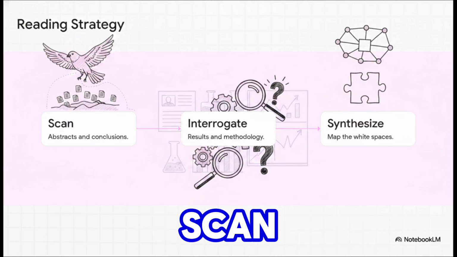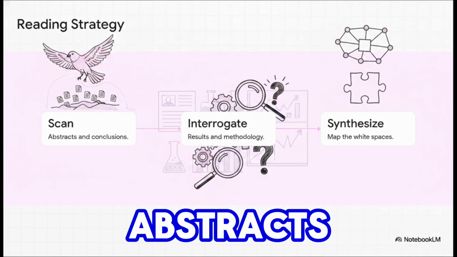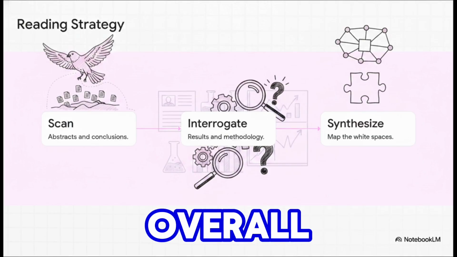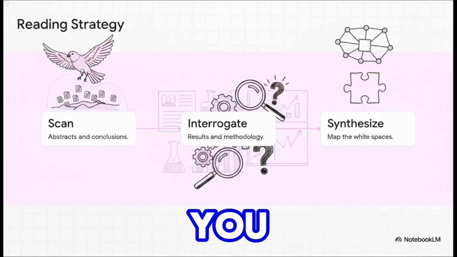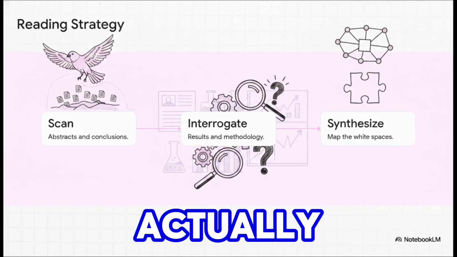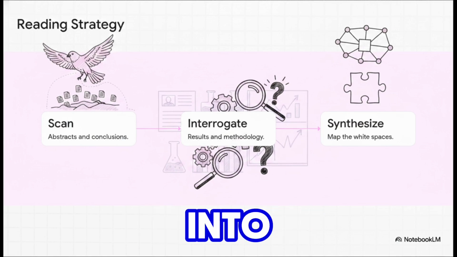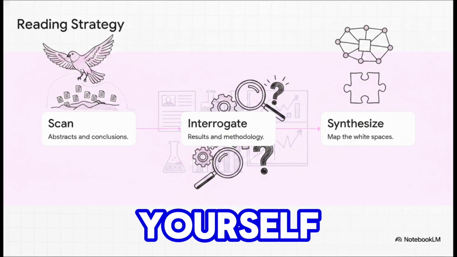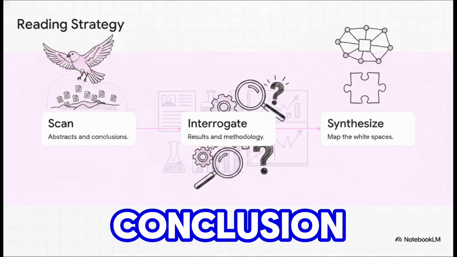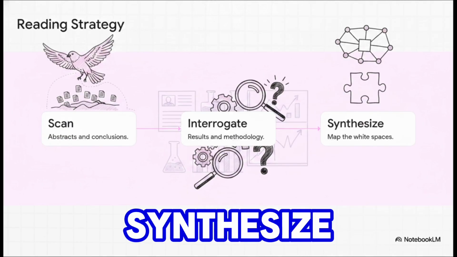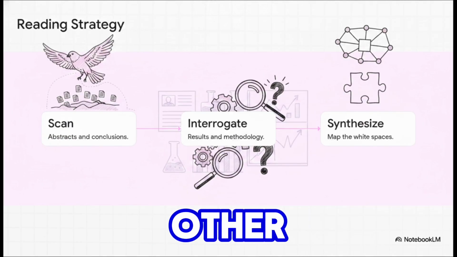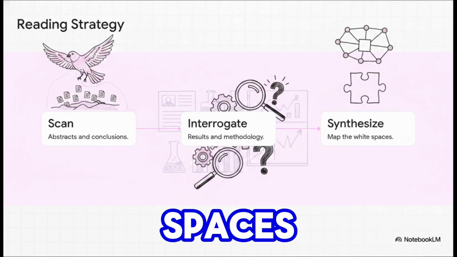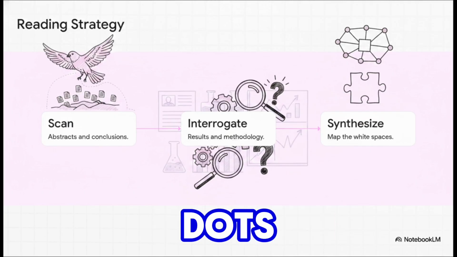First, you scan. You take a bird's-eye view of just the abstracts and conclusions to understand the overall landscape. Second, you interrogate. For the papers that actually matter to you, do a critical deep dive into their methodology and results. Ask yourself, did their method actually support the conclusion they drew? Finally, you synthesize. You map the different authors against each other to visually identify those white spaces where literally no one has connected the dots yet.